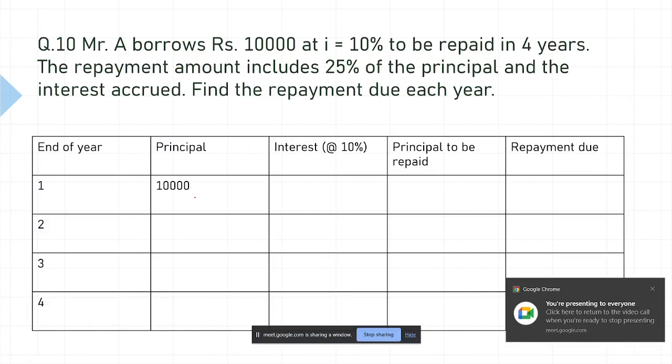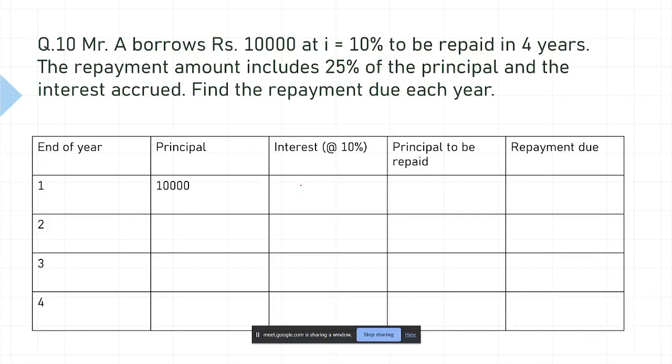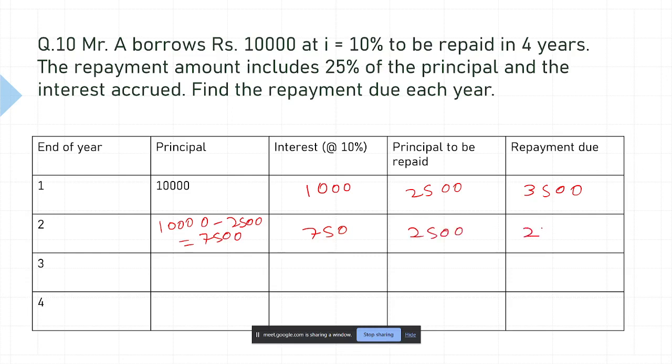So for the first year, at the end of the first year, the principal is 10,000, at interest 10%, the interest amount becomes 1,000, principal to be repaid is 25% of the principal, so 2,500, so repayment due is 3,500. For the second year, from 10,000 we have already paid off 2,500, so 7,500 is the remaining principal, so the interest component becomes 750, principal to be repaid is 2,500, so that brings repayment due to 3,250.